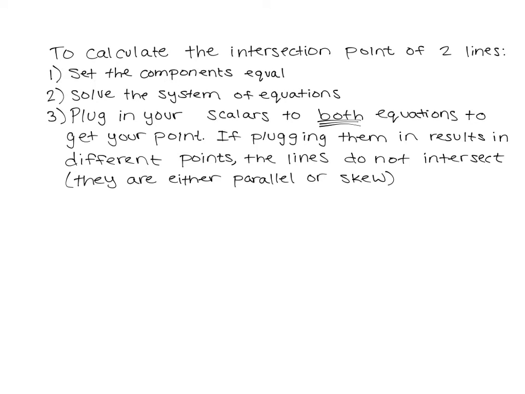But if they phrase a question in the way of find any intersections between the following lines, then you might come up with an answer that says there is none. They don't intersect because they are skew or because they are parallel. So we're going to look at some examples.